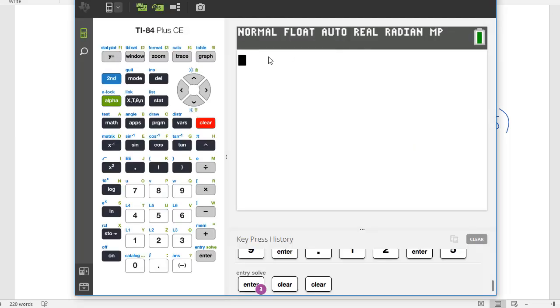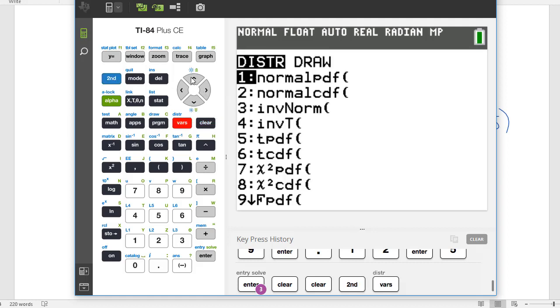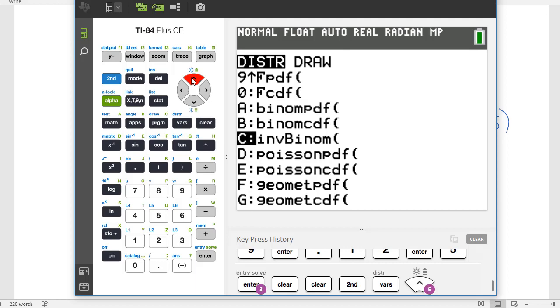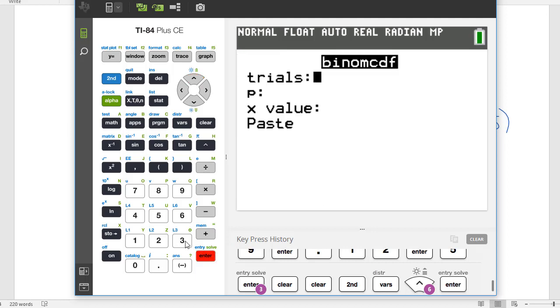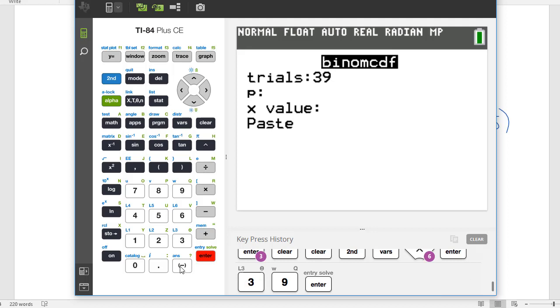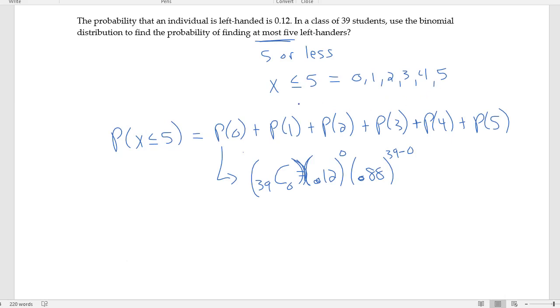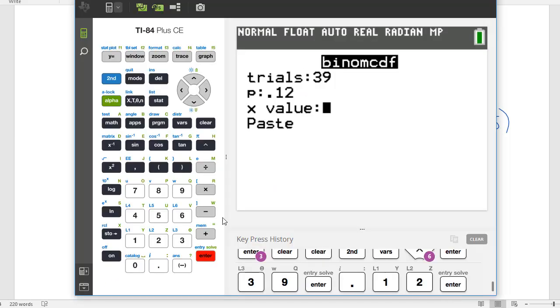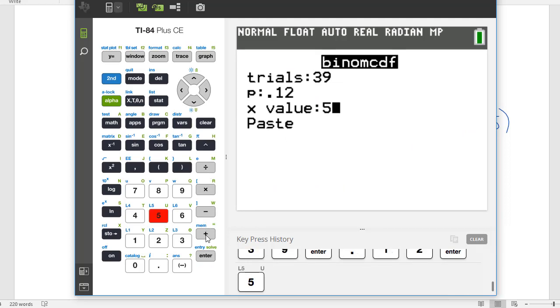All right, now in a TI calculator, I'm going to do second vars, take me to the distribution, and I'm going to hit the up arrow. So here's the cumulative distribution function. When I hit enter, it wants the number of trials. We had 39. It wants the probability of success. We had 0.12. And it wants the x value. So here's what the TI always does. It's always up to and including the number. So in this case, we're going up to and including 5. So it is always going to include the x value that we type in. So when I type 5, it's saying less than or equal to 5.